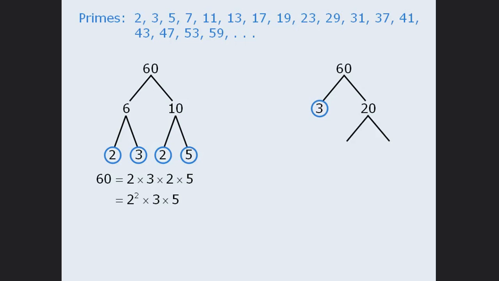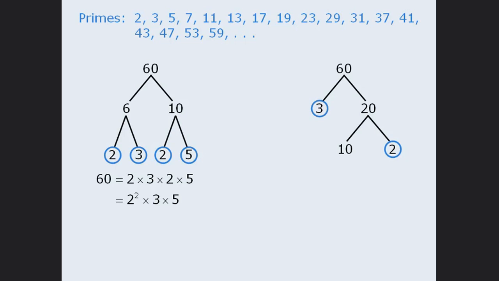It doesn't matter what two numbers we use, just as long as they multiply to be 20. How about 10 and 2? Now 10 is not prime, so we'll leave that for the moment. 2, however, is prime, so we'll circle it to remind us that we can't factor this number any further.